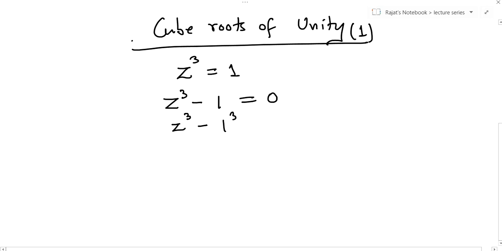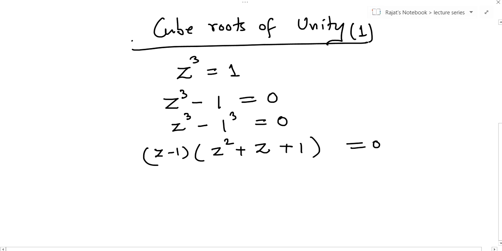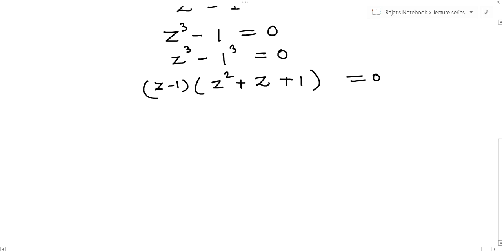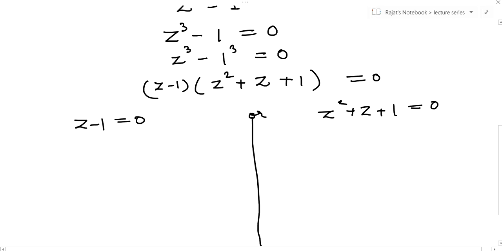This is a simple cubic expression, a cube minus b cube. And a cube minus b cube is nothing but (a minus b)(a square plus ab plus b square) is equal to 0. So z minus 1 is equal to 0, or z square plus z plus 1 is equal to 0. So from here I get z is equal to 1.